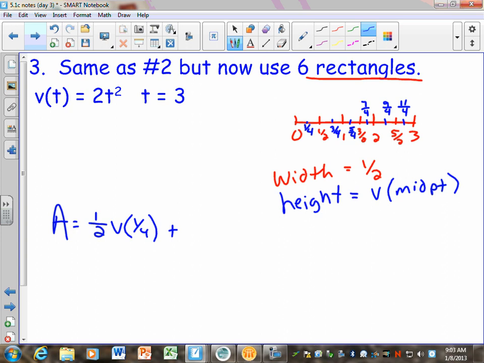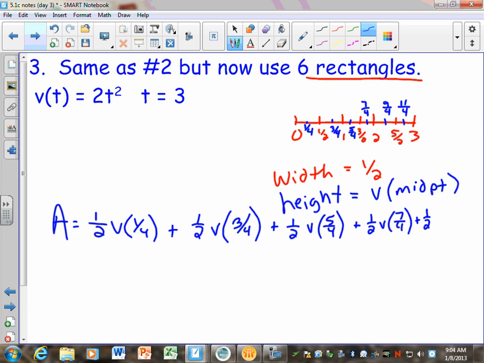Plus the second rectangle, I don't have to draw it to know that the width is still 1/2, and the height is going to be V of 3/4, because that's my midpoint, plus 1/2 times V of 5/4, that's the third rectangle, plus 1/2 times V of 7/4, plus 1/2 times V of 9/4, plus 1/2 times V of 11/4. That's all messy down there.